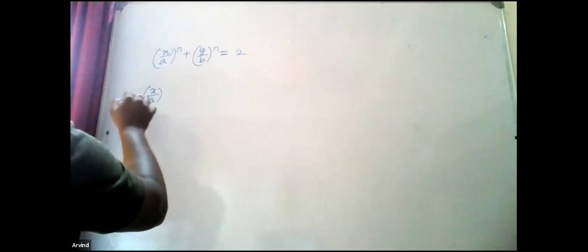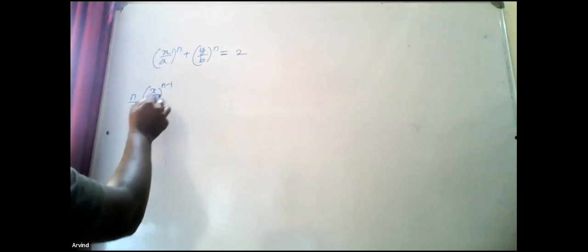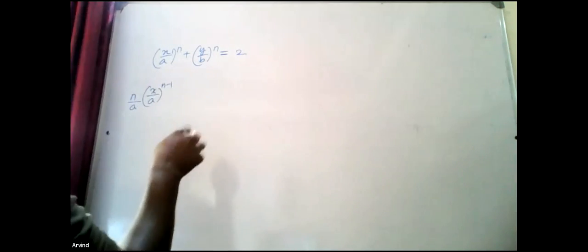Let's differentiate it. What do we get if I differentiate it? So n into x by a whole to the power n minus 1 comes, into the derivative of x by a, which is 1 by a, that I will write outside. Considering x by a whole to the power n and differentiating, we get n into x by a whole to the power n minus 1. Then differentiating what is inside, x by a, we get 1 by a. So I have written it like this.